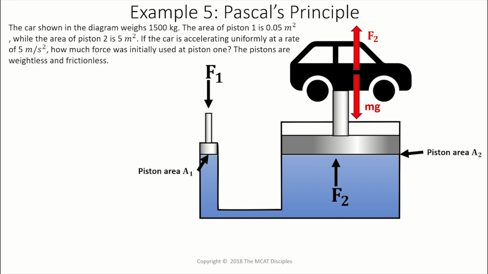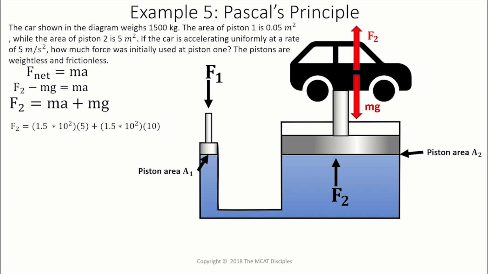Okay, so here's what we know here. We already have a free body diagram drawn for us. We know that the car is accelerating uniformly at a rate of 5 meters per second squared, and we know that net force is equal to ma. So we know that F2 minus mg has to be equal to ma. We know what the acceleration is, we know what mg is, so we can use that to calculate force 2, which is just plugging in our numbers here. This is the mass of the car, this is the acceleration of the car, plus the mass of the car again, times gravity. So it's not too bad. We do our math, we rearrange a little bit. We find that F2 is equal to 2 times 10 to the 3 newtons.